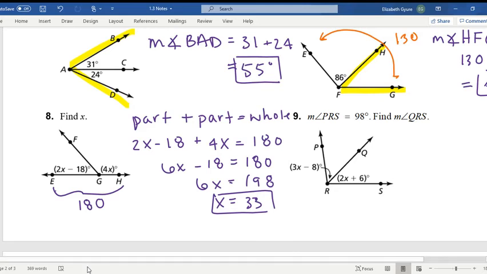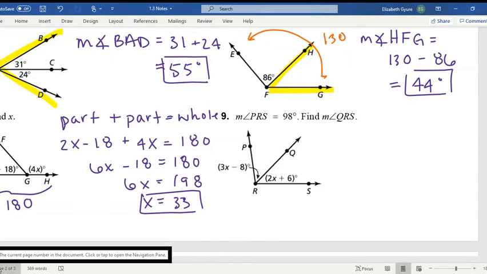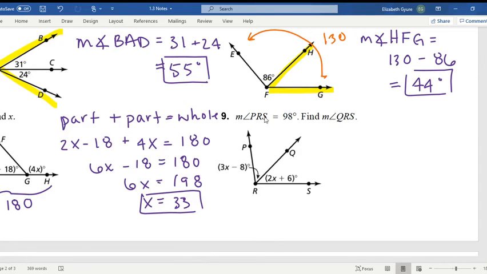Now for this next one, number 9, it says the measure of angle PRS is 98 degrees. Find the measure of angle QRS. So you're again given additional information in your directions. It's not labeled in the problem, so we want to do that. It's telling us the measure of angle PRS is 98. So that's this whole thing. PRS is 98.